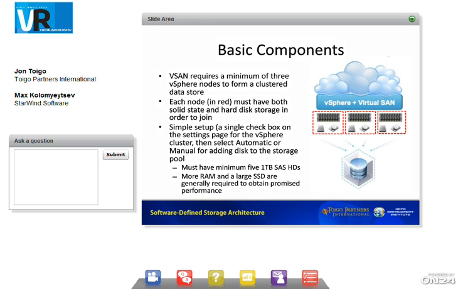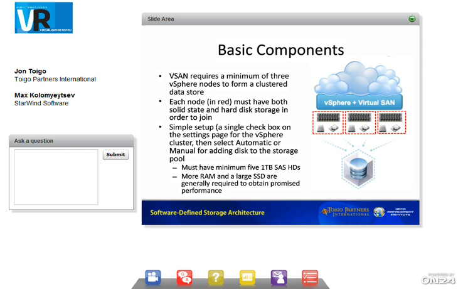The basic components of a vSAN cluster are supposed to be a minimum of 3 nodes, 3 vSphere servers, that create a data store. Each node must have both solid-state drives and a minimum of 5 1-terabyte SAS hard disks. And then there's a 10 gigabit Ethernet connection that's recommended for interconnecting data stores to the vSphere nodes. A 1 gigabit Ethernet will do, but it's not going to deliver any kind of performance.